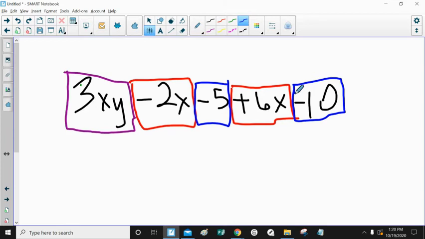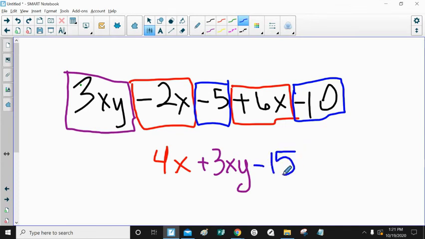So now I'm going to combine my like terms, starting with the terms that have a single variable. So I'm starting with minus 2x plus 6x, and that gives me a 4x. Next come my terms with double variables. So a positive 3xy. And lastly are my constants. Negative 5 plus negative 10 is a negative 15. So 3xy minus 2x minus 5 plus 6x minus 10 simplifies down to 4x plus 3xy minus 15.